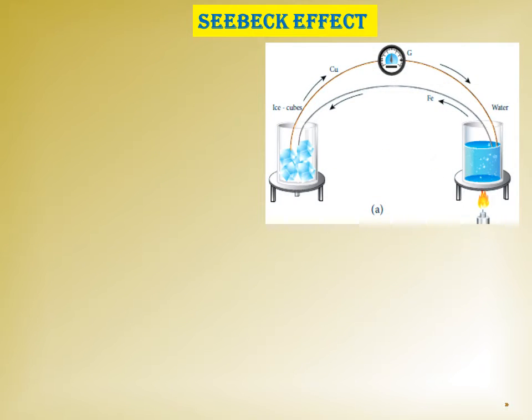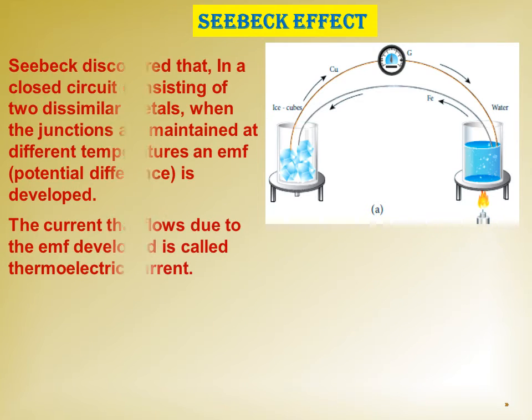Let's see what we mean by the Seebeck effect. Seebeck discovered that in a closed circuit consisting of two dissimilar metals, one is copper and another one is iron, when the junctions are maintained at different temperatures, an EMF is developed. That means a potential difference is developed between the two ends.